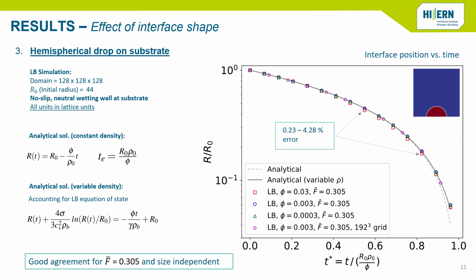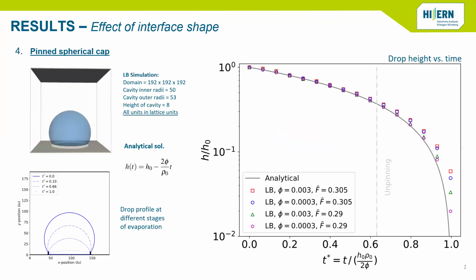Good agreement. Again, this is a case run on a slightly bigger grid for the same threshold. It performs even better in this case. This is another case, a pinned spherical cap. So I'm evaporating a droplet on a cylindrical cavity in this case.